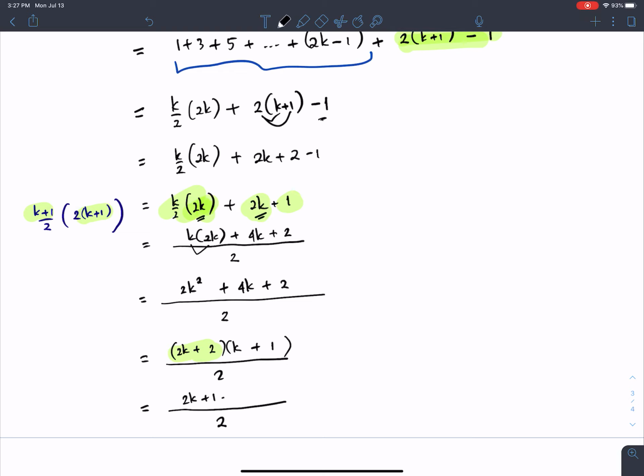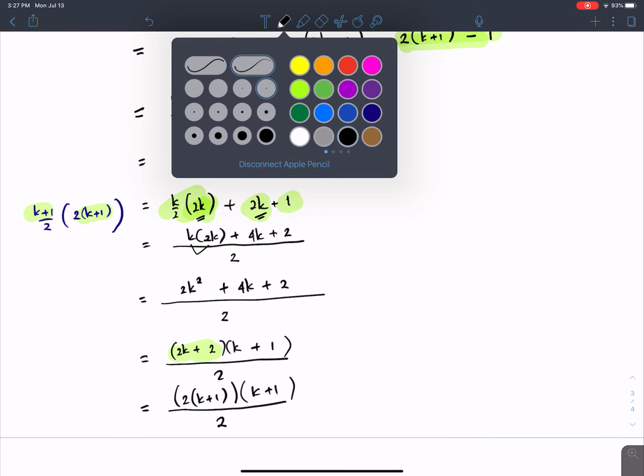Okay. Plus, sorry, I will take out the 2 first. k plus 1. Great. If you multiply inside, you get 2k plus 2 also. And the other part is k plus 1. Got it? I will show it to you here.